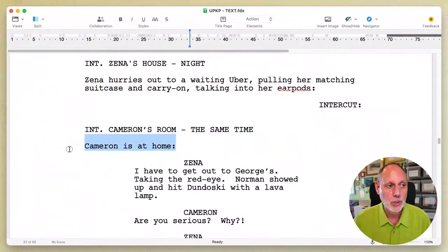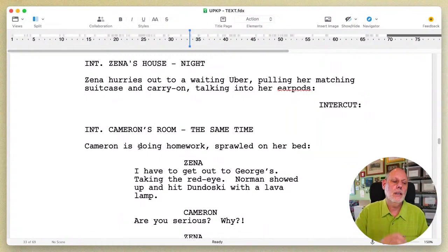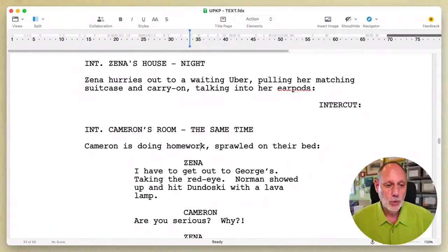In fact, I am going to add: doing homework. Sprawled on her bed, on their bed. Sorry, there. Okay. So the reason I'm saying doing homework is just to remind people, because we haven't seen Cameron that much, that Cameron is a high school student. Does that help you, Edison Gray? Do you get the message here?